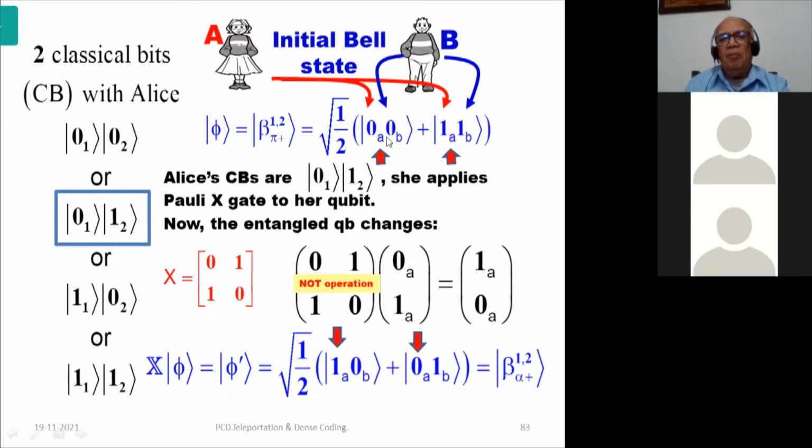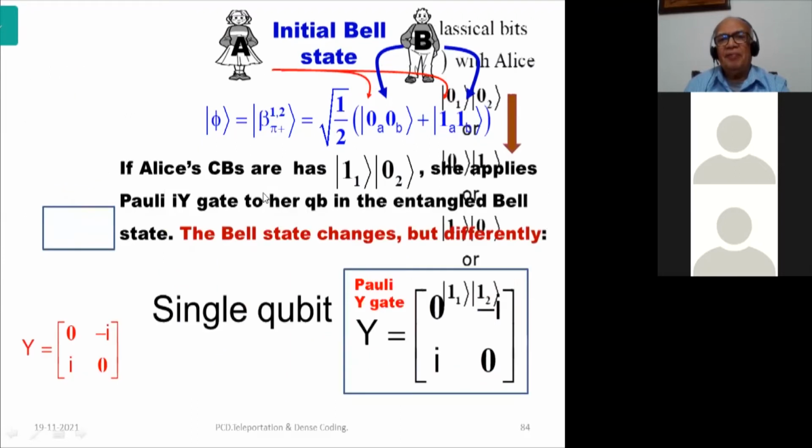This was a Bell state which we denoted with the subscript pi, because in this both are up and both are down, whereas over here in this Bell state, one is down, the other is up. If this is up, this is down, and this one is with a plus sign. So this Bell state gets transformed into a different Bell state. And this is the result of applying the Pauli NOT gate on the qubit which is with Alice.